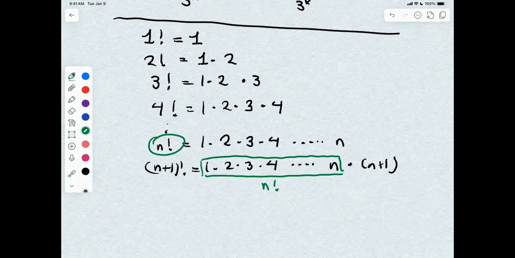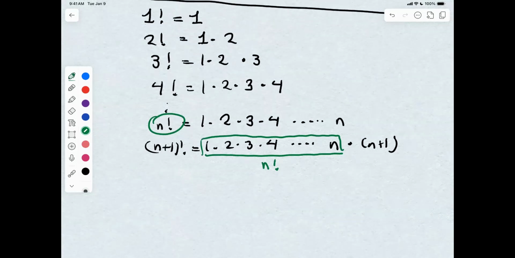This is sometimes called the recursive definition of the factorial, because if you remember when we talked about sequences, you could think that there's a sequence of factorials, right? And so what this is telling you is how to find the n plus 1 term in terms of the previous step. It's n plus 1 times the previous factorial.